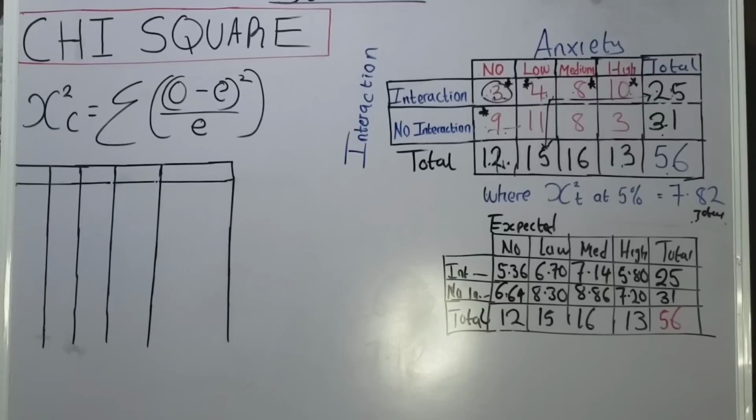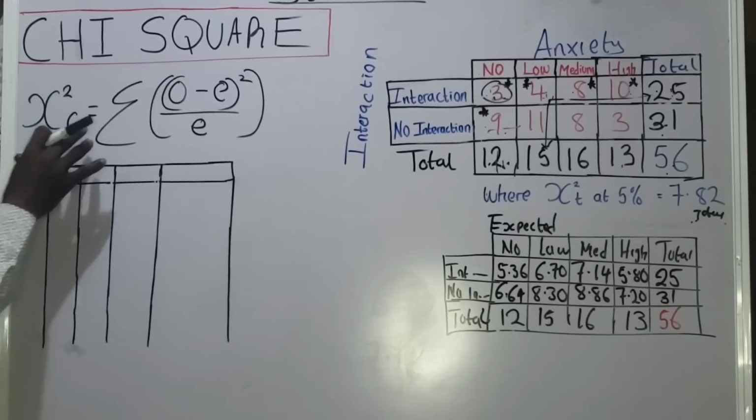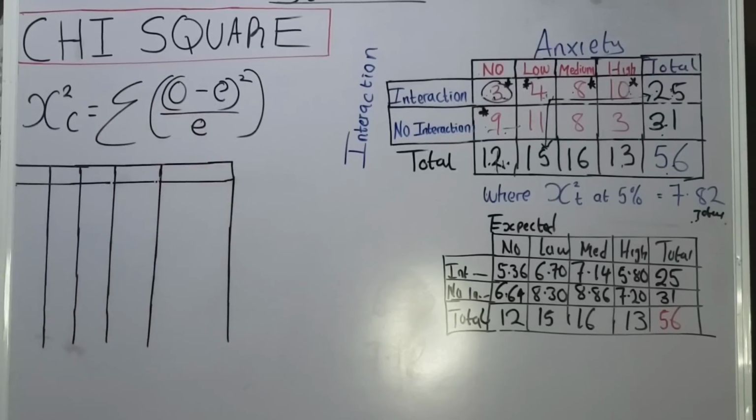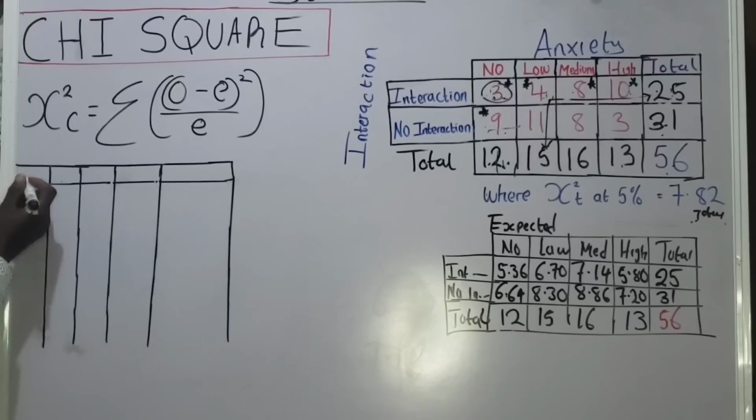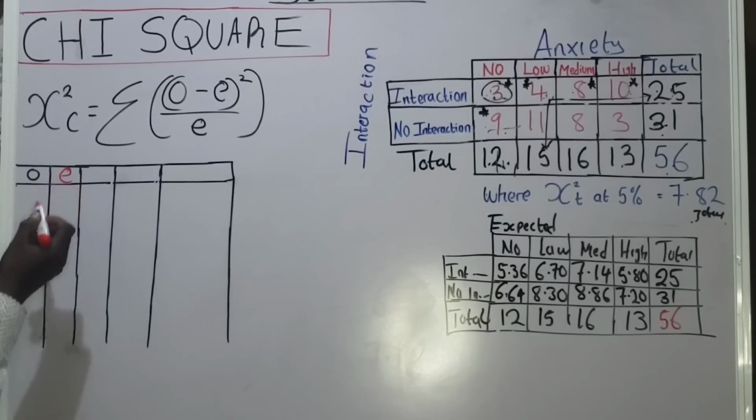Now, the table is going to be with respect to the parameters that we have in this formula. We have the observed value, so the first column will be for the observed, and the next column will be for the expected. The formula for chi-square will tell you what you're going to have on the table.